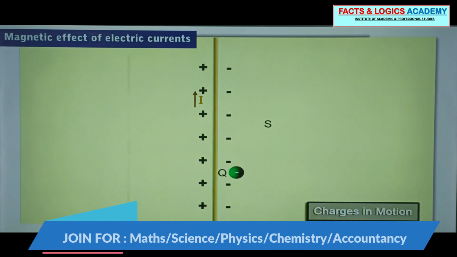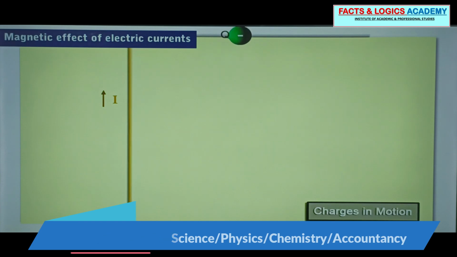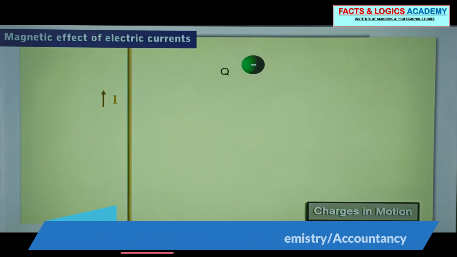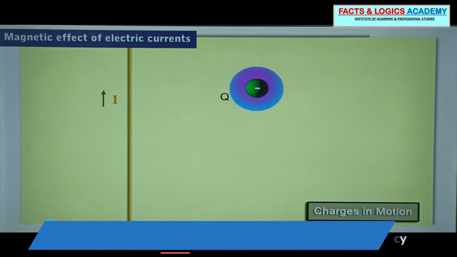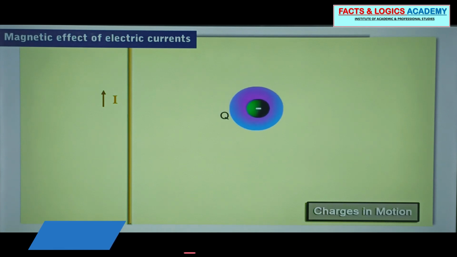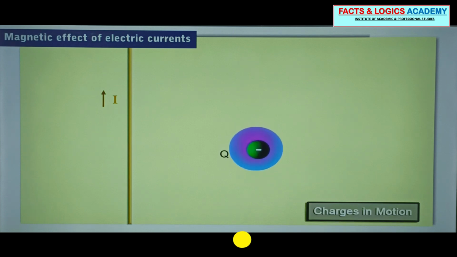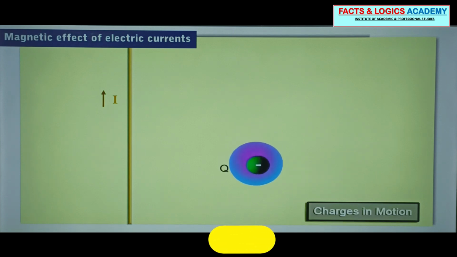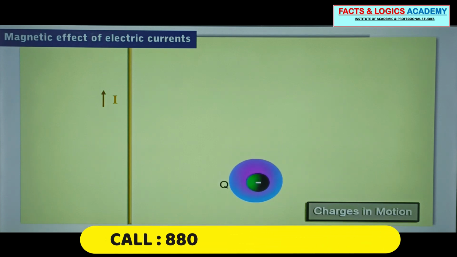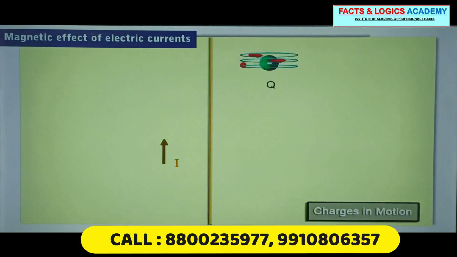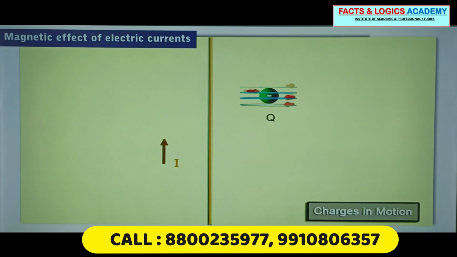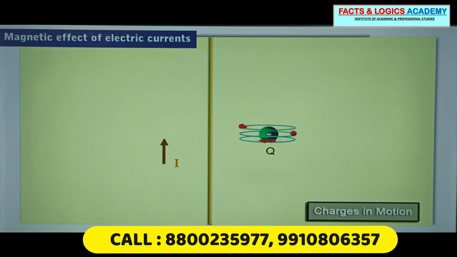From these observations, it is clear that there must be another field, other than the electric field, that exerts a force on the charged particle q. This new field exerts a force on the charge q when it is moving. This new field is the magnetic field created by a charge when it is in motion. The magnetic field is denoted by the letter B.